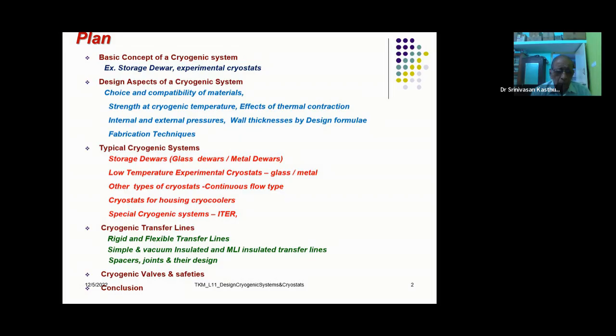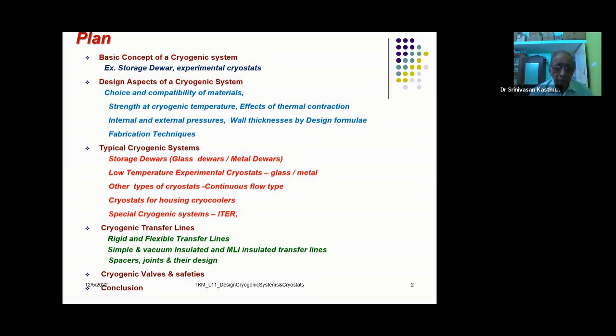Then to transfer cryogenic fluids, you require cryogenic transfer lines. The transfer lines can be rigid or flexible, and can be made of different materials, particularly if you are looking for flexible transfer lines. They can be made out of stainless steel bellows. Now you can have a simple transfer line without any insulation, because if you are looking for a short transfer, you can use a simple transfer line, nothing but a pipe, and you do the pressurization and the liquid comes to the other side. Then you can think of just a vacuum insulated transfer line, then multi-layer insulated transfer lines, etc.